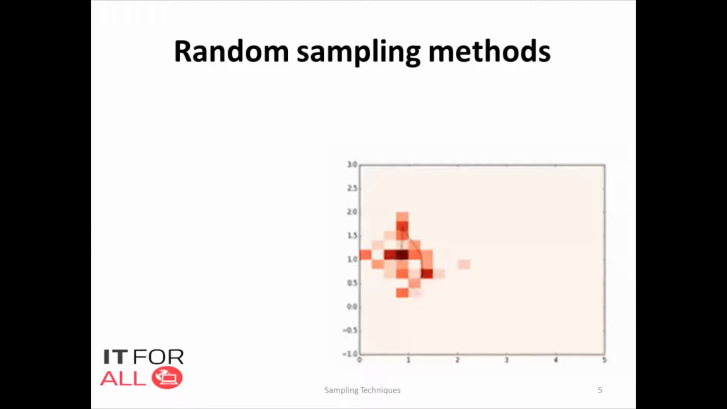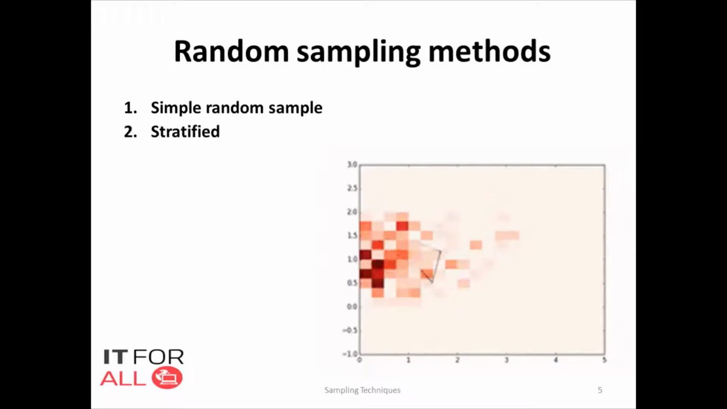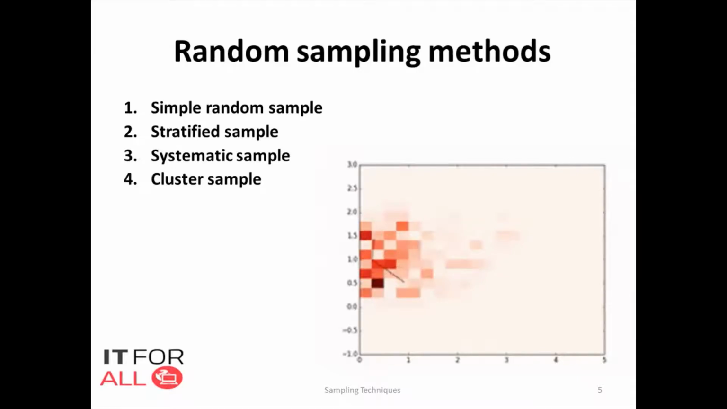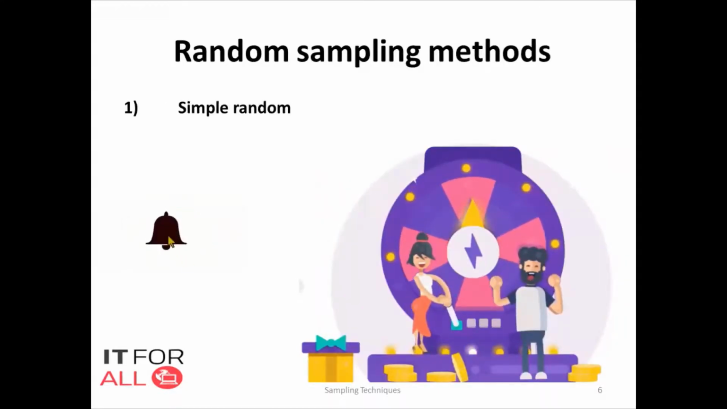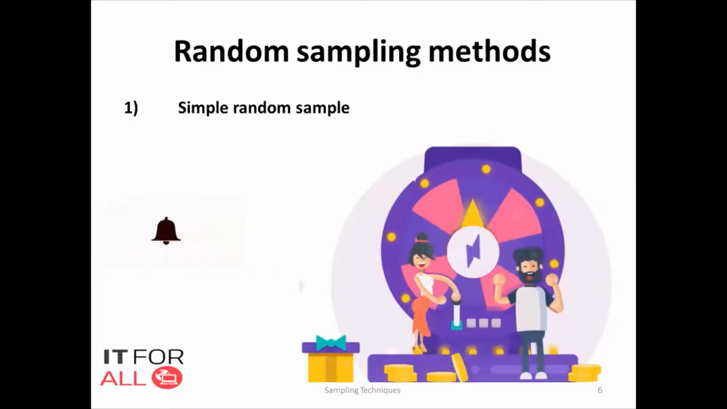So in random sampling methods, there are five methods: simple random, stratified, systematic, cluster sampling, and multi-stage sampling. These are the five general categories of sampling techniques. So we can use them according to the situation. We will discuss them one by one. First of all, we discuss the random sampling methods.